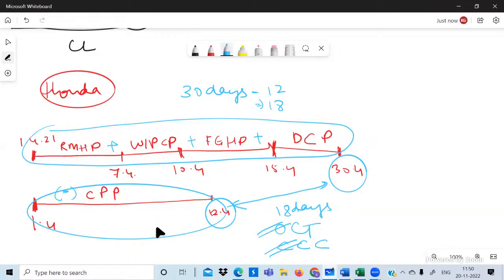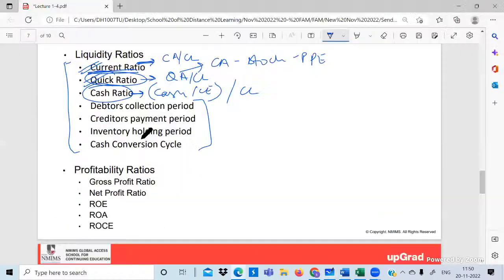Any doubt with operating cycle time or cash conversion cycle? So that's your debtors collection period, creditors payment period, inventory holding period, or the cash conversion cycle. In the service sector, typically you'll have just the debtors and the creditors payment period. You'll typically not have the inventory holding period. So you'll not have raw material, WIP, finished goods. So what you'll typically have is debtors and creditors.